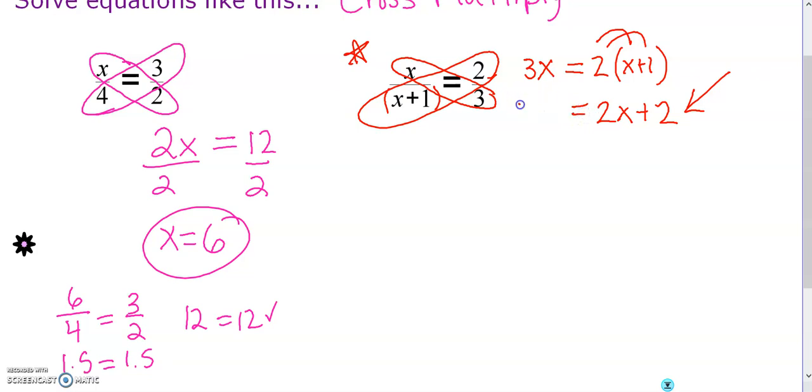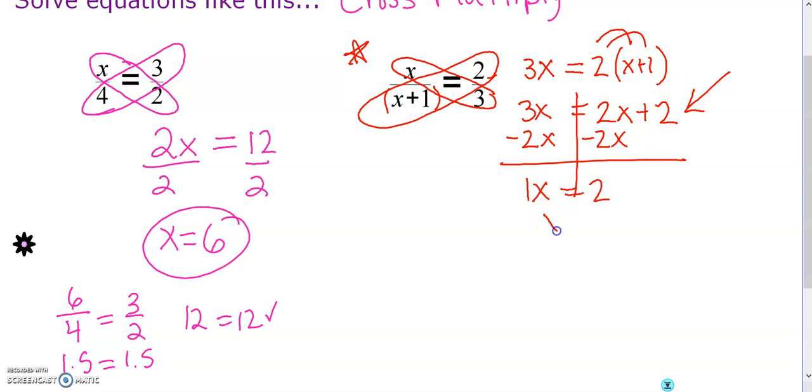If we finish off the problem, I'm going to go ahead and move my variables from the right side to the left side. So I'm going to subtract 2x, and I'll get 1x equals 2. And I don't actually need to write the 1 in front of the x, it's implied, but if you're not sure, you can go ahead and divide by 1 on both sides, and you'll get x equals 2.